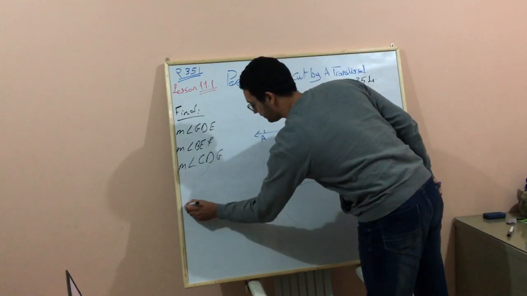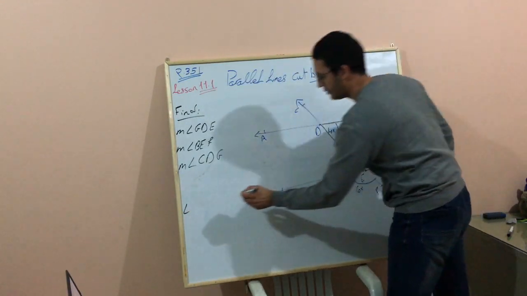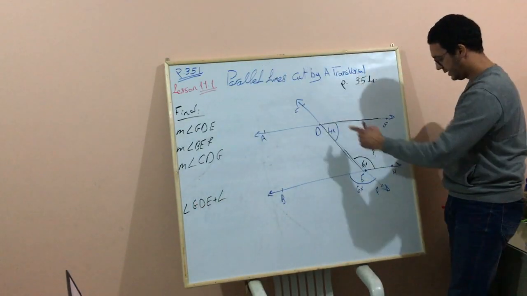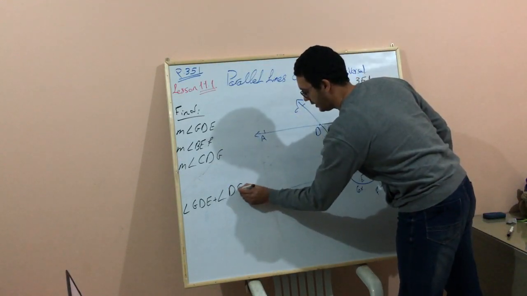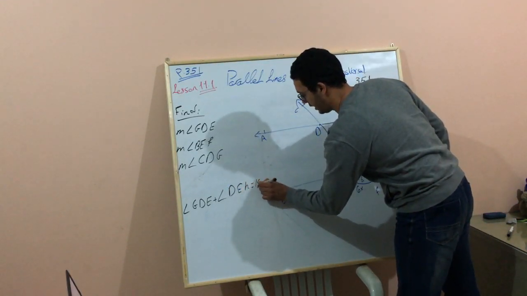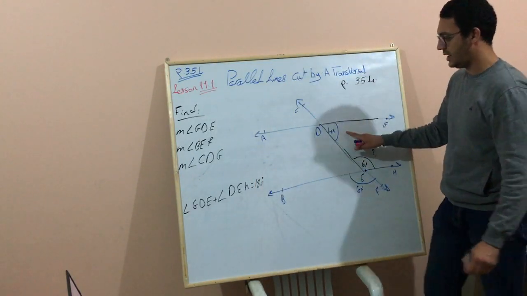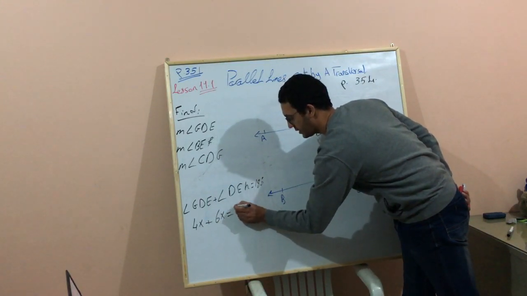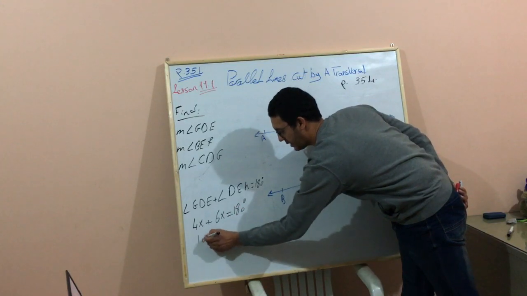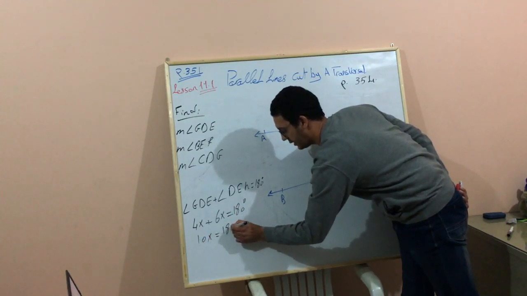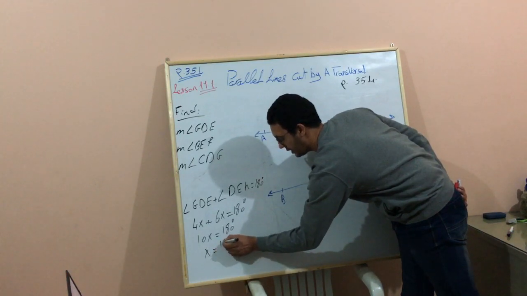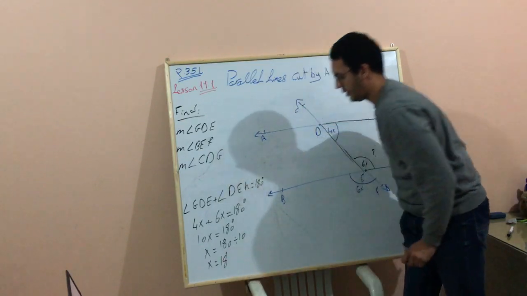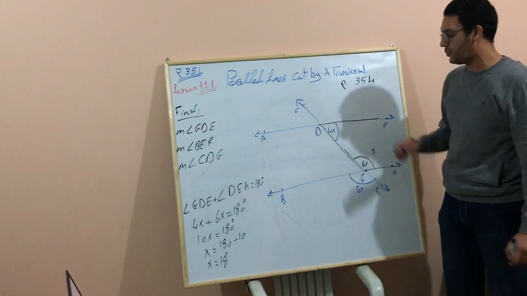يبقى angle GDE plus angle DEH equals 180 degrees. طيب GDE اللي هي 4x plus 6x equals 180 degrees. So 10x equals 180 degrees. So x equals 180 divided by 10. So x equals 18. طيب x equals 18, this is the value of the unknown part.